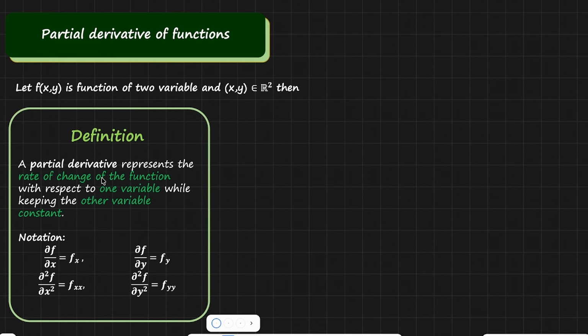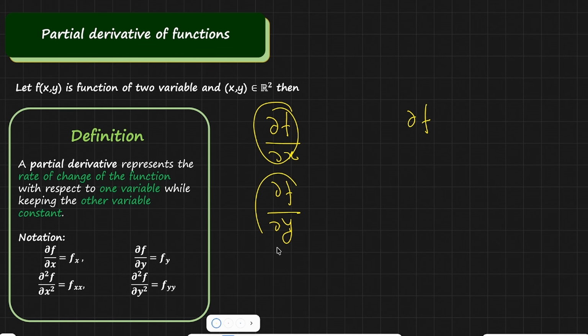Okay, a partial derivative represents the rate of change of the function with respect to one variable while keeping the other variable constant. This is the meaning of the partial derivative, and these are the notations. So partial derivative with respect to x, partial derivative with respect to y. This is called the first order partial derivative. It means first time partial derivative.